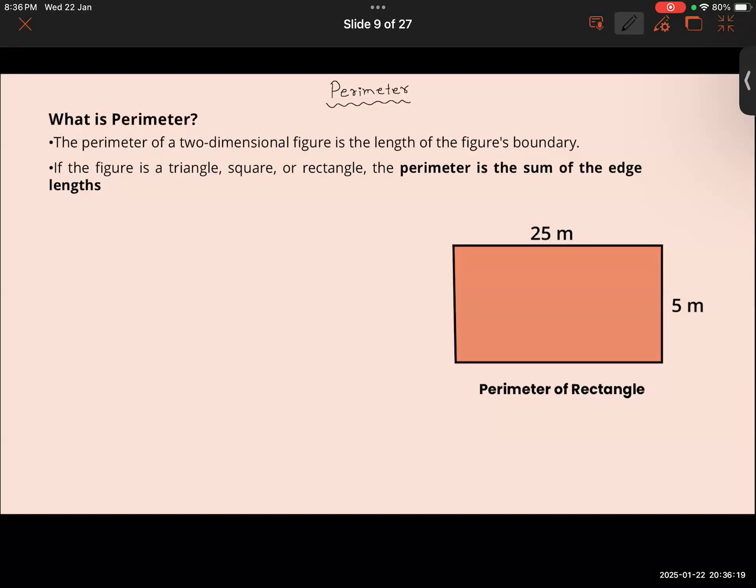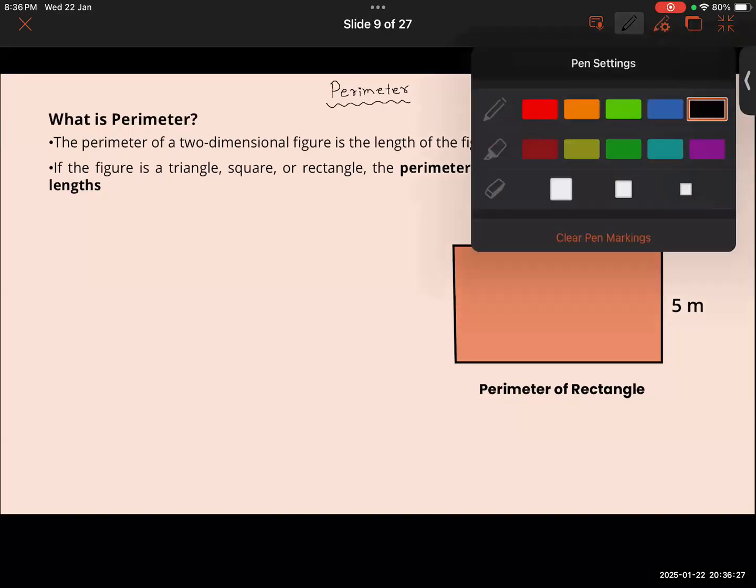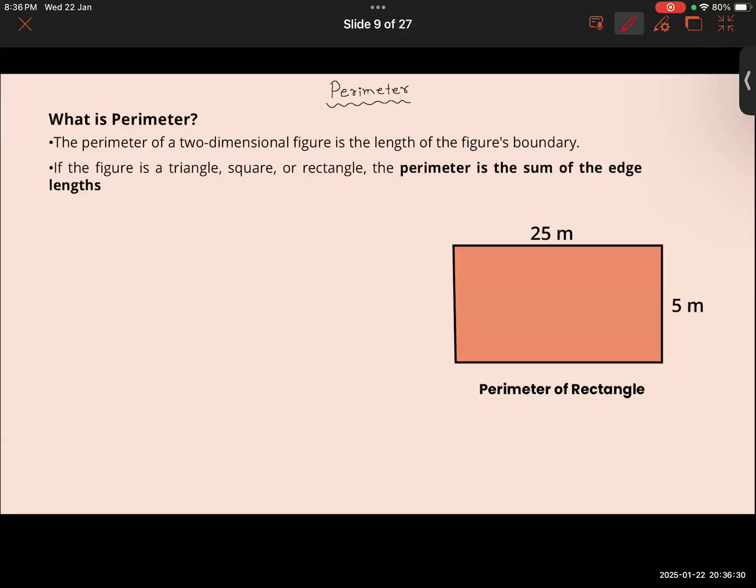Okay, see. The perimeter of a two-dimensional figure is basically the total length of the boundary of that figure. Suppose, for example, we have to calculate the perimeter of this rectangle here. So, as we know that the opposite sides of a rectangle are equal, right? That is 25 meter and this one is 5 meter.